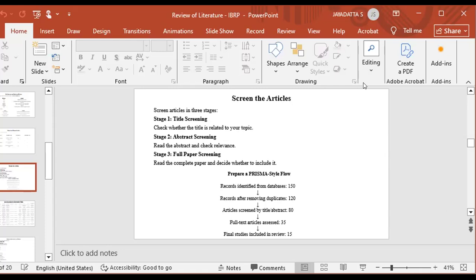Articles screened by abstract. So as I told you, the moment you are able to access 150 articles related to the topic, you are able to see the abstract, and out of 150 or 120, precisely after duplication is 120. So after 120, you will have 80 sound and profound abstracts, which you feel will again contribute to your study, and you will be able to do proper review of literature. Okay. So out of those 80 abstracts, full text access will be 35.